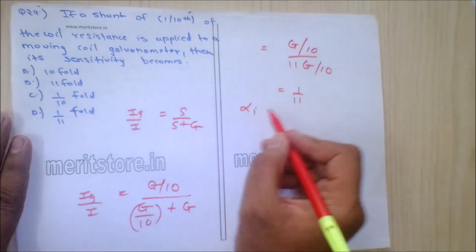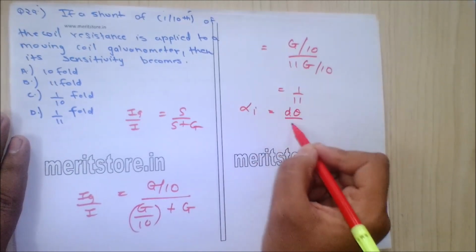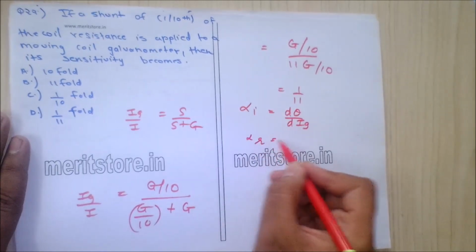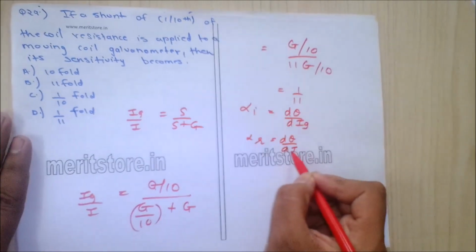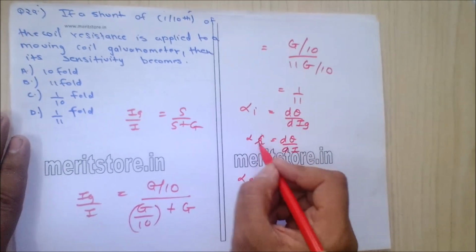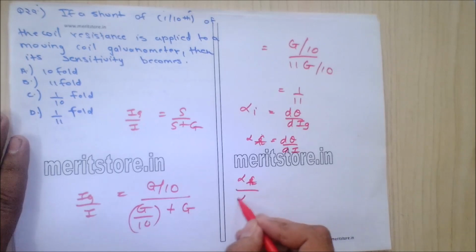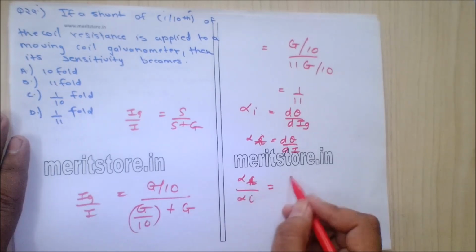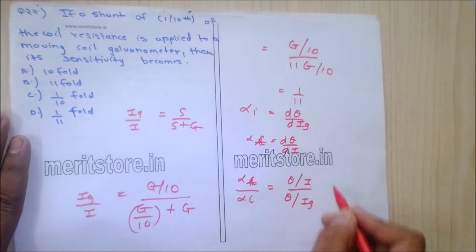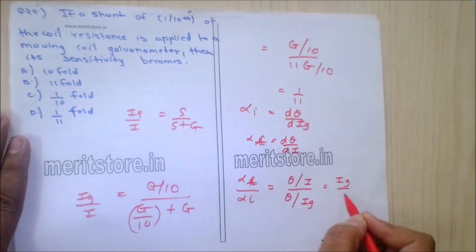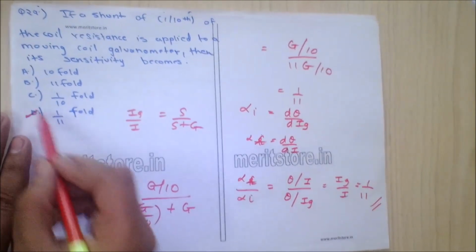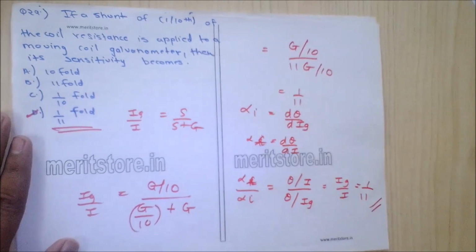Initially the sensitivity alpha I is equal to d theta by dIg. Finally, alpha F, for final, is equal to d theta by dI. Alpha F upon alpha I is equal to d theta by dI upon d theta by dIg, that is Ig upon I, which is equal to 1 by 11. So option D, 1 by 11 fold, is the correct answer.